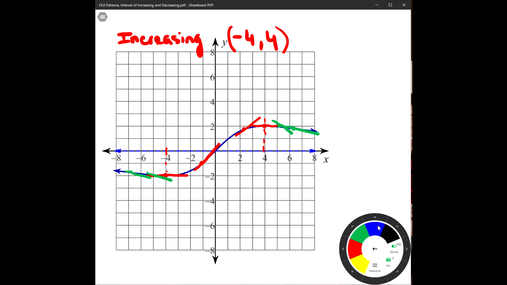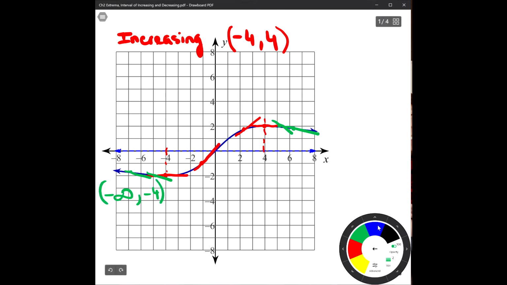So now I will state the interval for decreasing. I see my graph keeps going all the way to the left, therefore it has to be -infinity, and then stop at -4. And like what we mentioned earlier, at -4 we have a tangent line that has 0 slope, therefore we cannot include -4 in the increasing interval nor the decreasing interval.